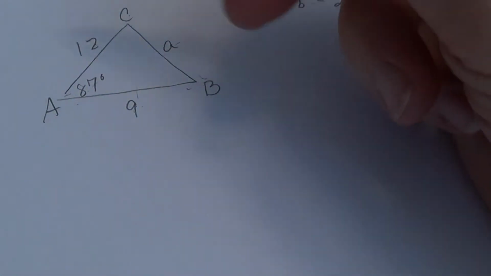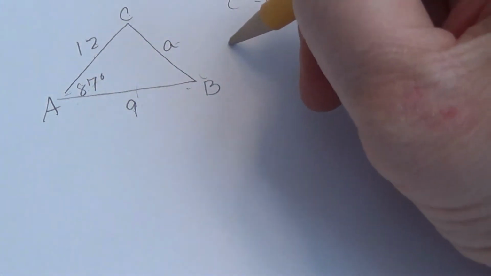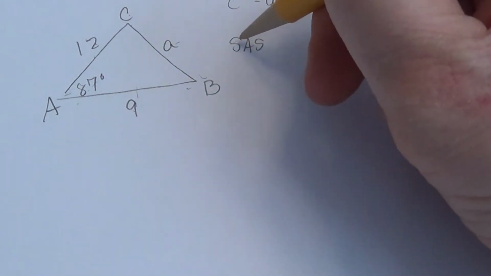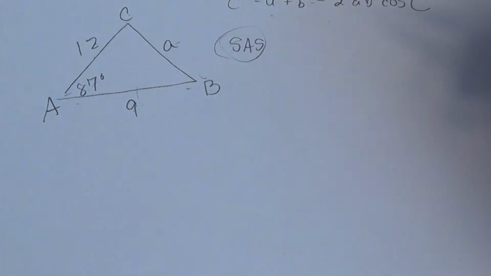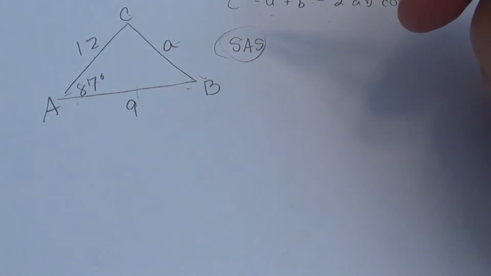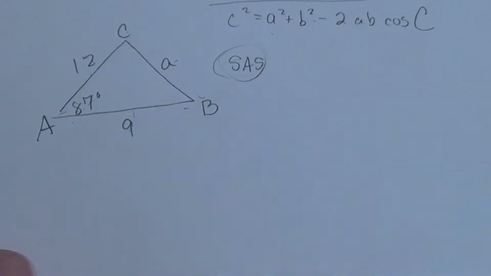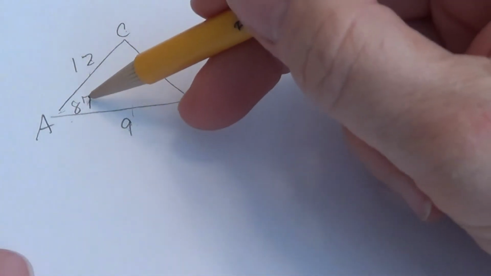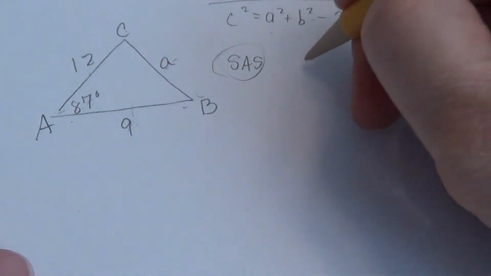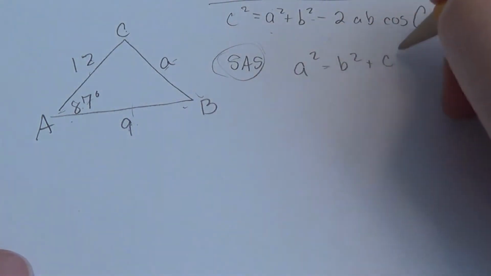What we see here is, we know a side, an angle, and a side. This is key to remembering that whenever we have 2 sides and the angle in between, we end up using the law of cosines. So let's see. I'm going to start with the side opposite the one angle that I know. So I have a squared. So I'm going to use this version.